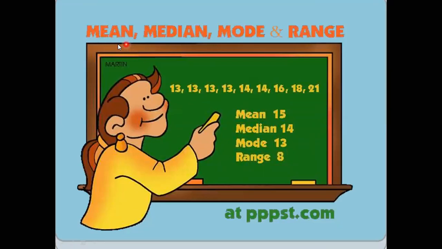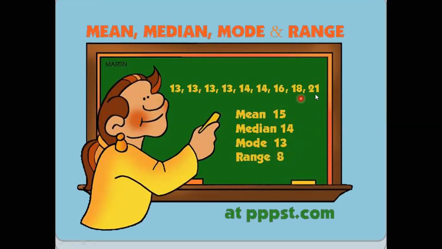Next, we have now learned mean, median, mode and range. Here the data is given and you can find the range. To find the mean, first add all these numbers and divide by the count, which is 9. Then you will get mean equals 15. For the range, you find highest minus lowest. Here 21 is the highest and the lowest is 13. So 21 minus 13 gives us 8. So the range is 8.